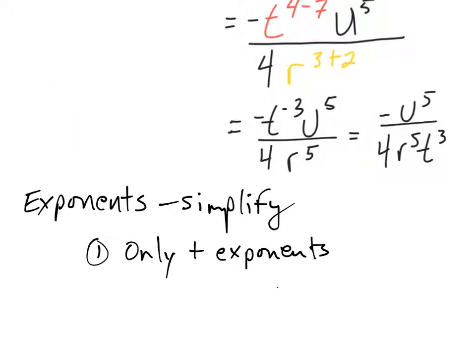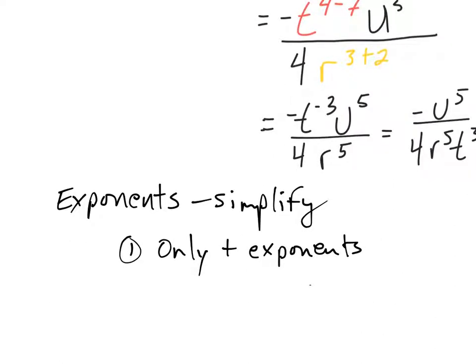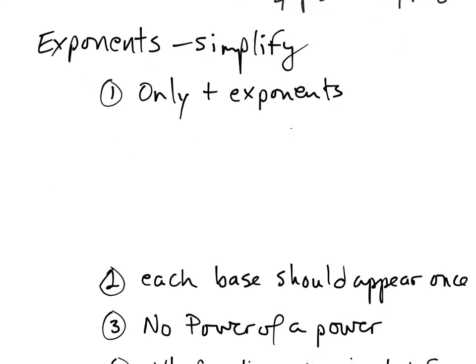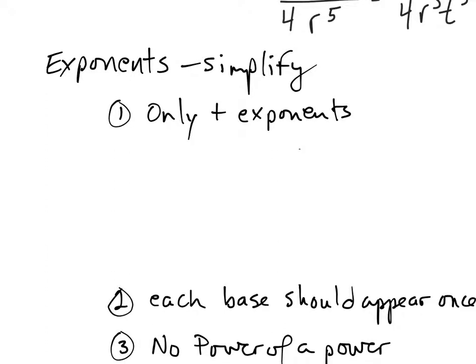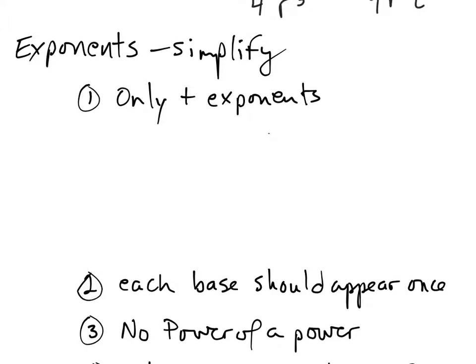So, when you simplify with exponents, number one, you should only have positive exponents. Number two, each base should only appear once. So again, this is what needs to happen every time that you simplify and there are exponents involved in the problem. The first thing that needs to happen is there needs to be no negative exponents in your simplified version. It should only be positive exponents.